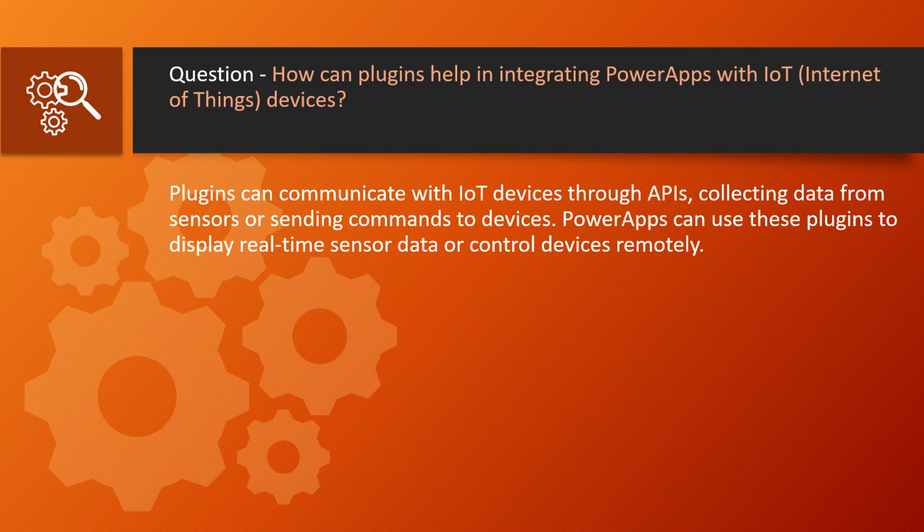How can a plugin help in integrating Power Apps with IoT devices? A plugin can communicate with IoT devices through an API, collect data from the sensors, or send commands to the devices. Power Apps can use these plugins to display real-time sensor data or also control the devices remotely.